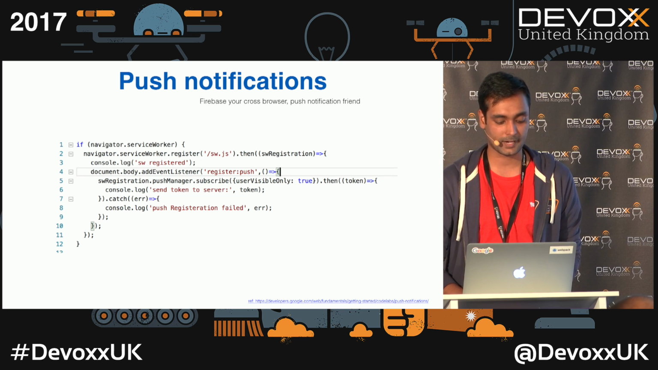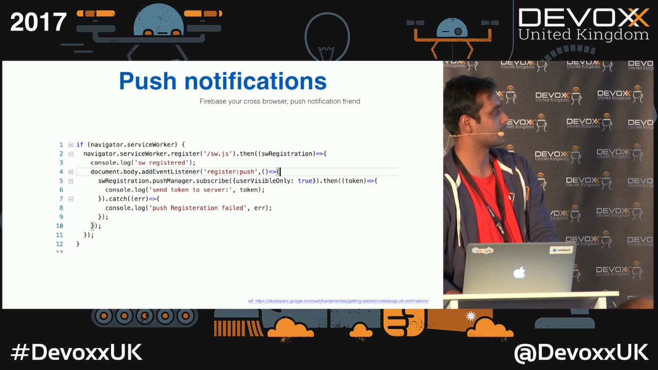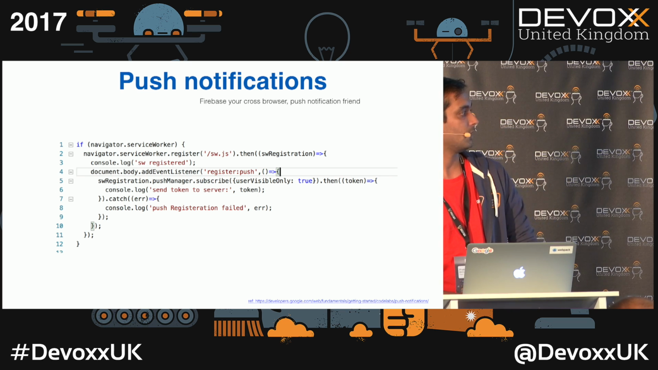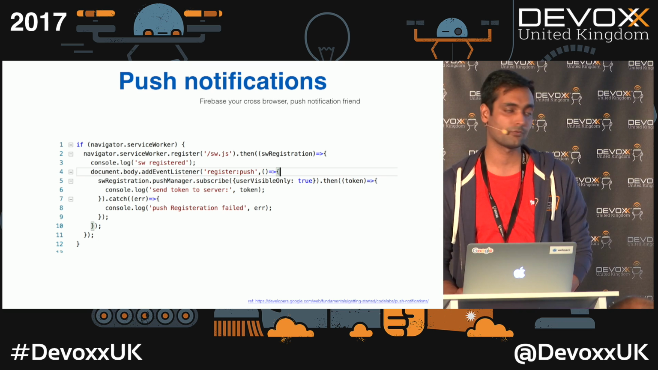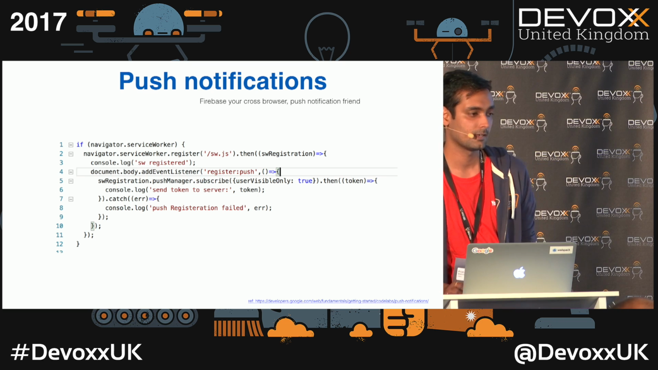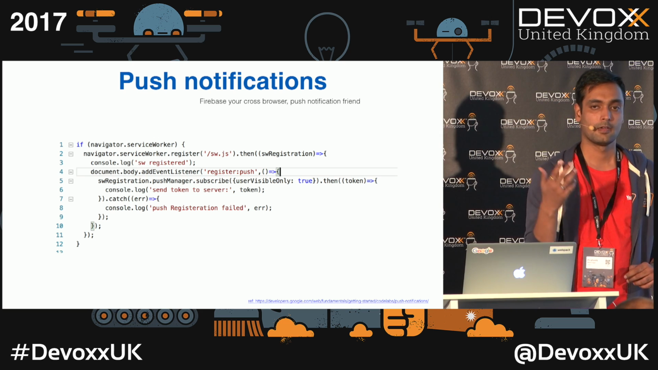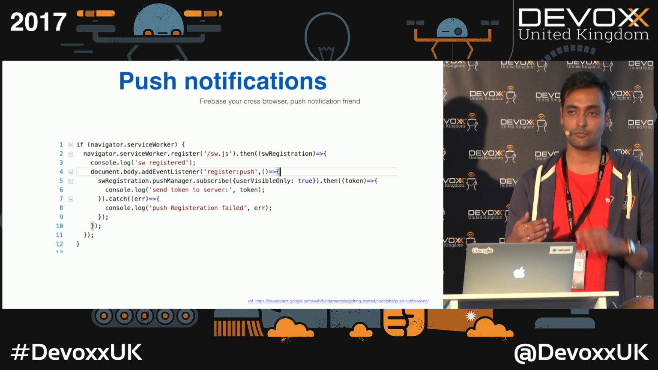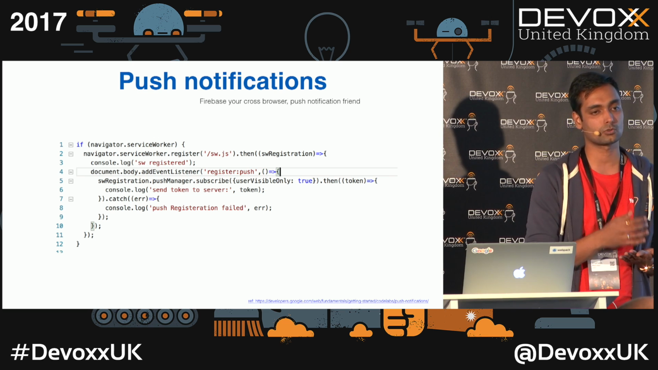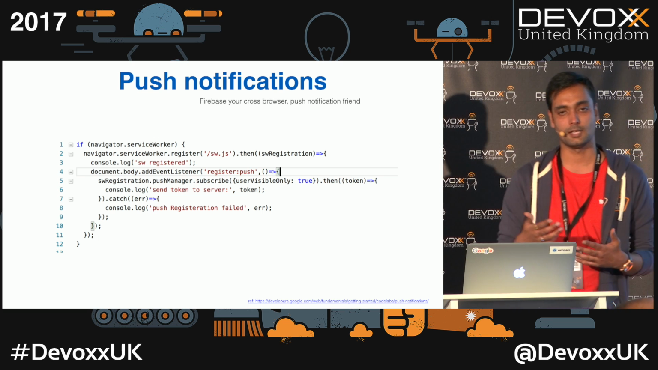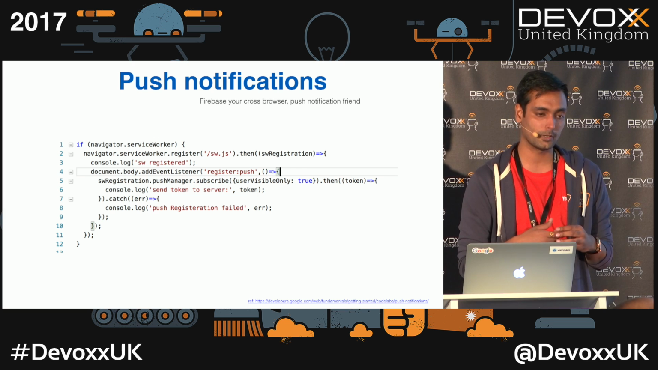Now, if you notice, this subscribe on line number 5 has an object with userVisibleOnly as true, which means at this point of time, if your web app receives a push notification, you have to show it to the user. You cannot choose to not show it at any point of time. You have to show it to the user.